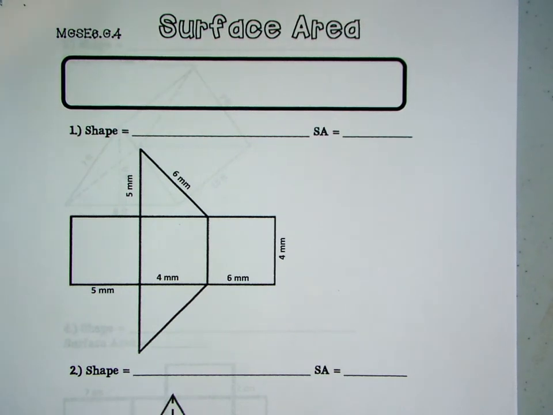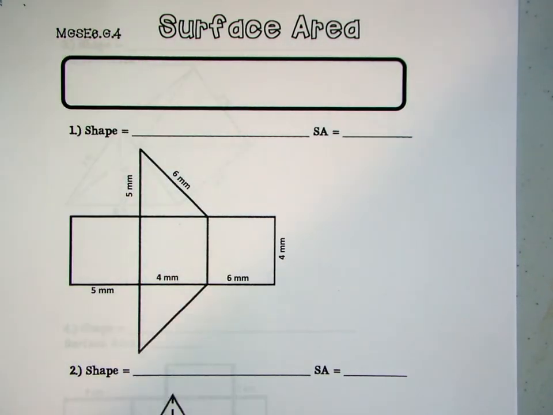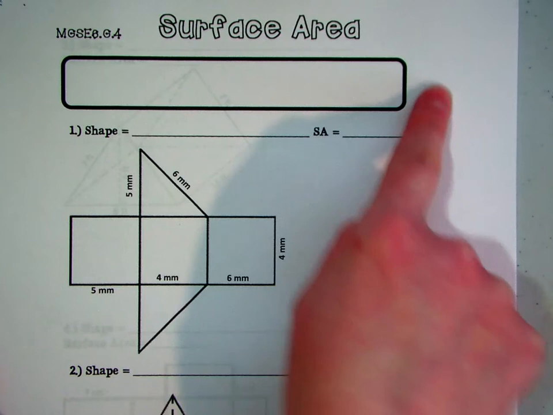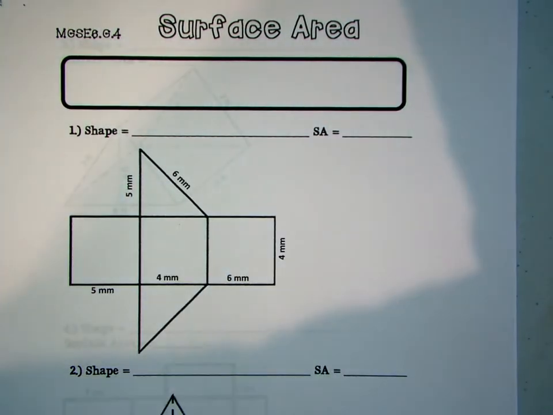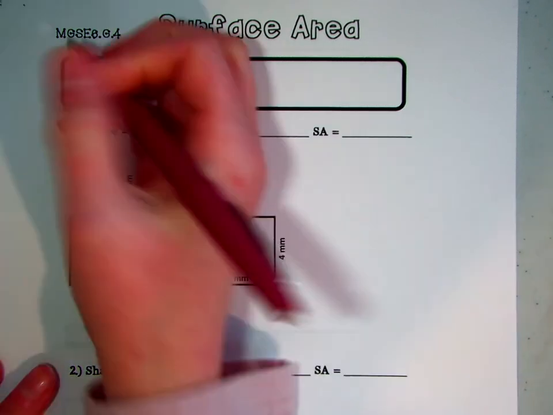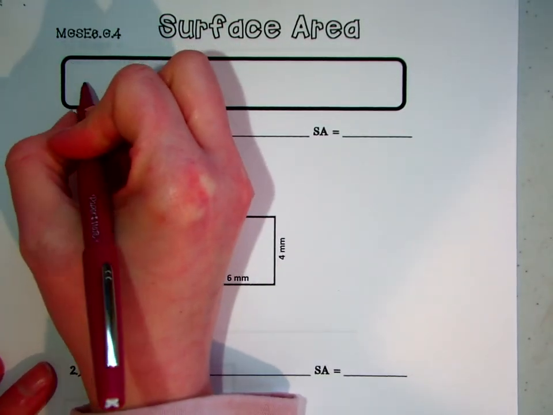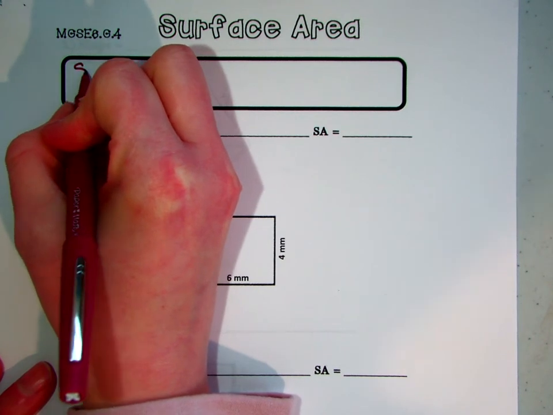So to get us started, you'll notice that we are on standard G for geometry 4. This standard talks about 3D shapes, their nets, and the surface area of those 3D shapes. So in this big rectangular shape, we're going to write the definition of surface area. Surface area is the sum of the areas of each face of a figure.